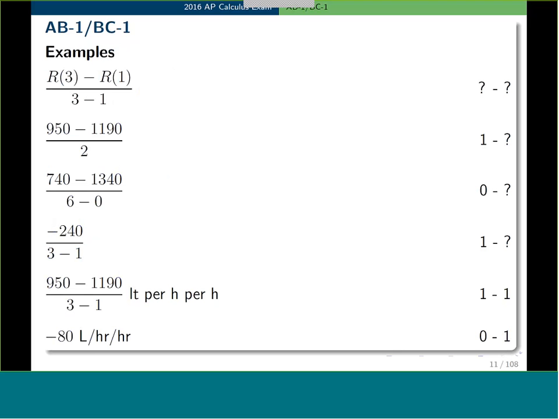In the second one, 950 minus 1190 over 2, there is a difference. I see that in the numerator. There is indeed a quotient. It does not have to be simplified any further. That student earns 1 point, and we'll go on to see if they have the units anywhere. In the third example, 740 minus 1340 over 6 minus 0, we have a difference in a quotient. However, this student has used the incorrect values of R, an incorrect interval is the way I would like to say that. So they do not get that first point. They are eligible for the second one if they report units.